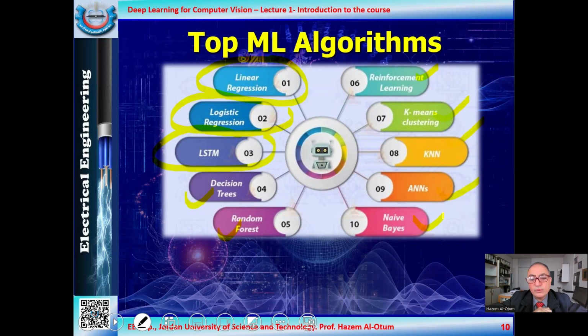All these techniques are used in machine learning, and they are mainly based on artificial neural networks, which we are going to talk about later on within this course. They are modified tools and techniques based on artificial neural networks that mainly build the machine learning algorithms in general.